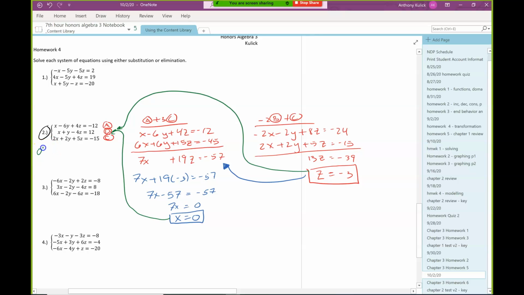So in place of x, I'll put a 0. And y is what we're solving for. In place of z, I'll put my negative 3. So I have y plus 12 is equal to 12. When I subtract 12 from both sides, I get 0 again. And so there's my solution. Should be 0, 0, negative 3. Again, we write that solution in alphabetical order, so x, y, then z.